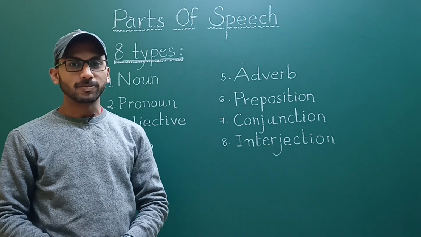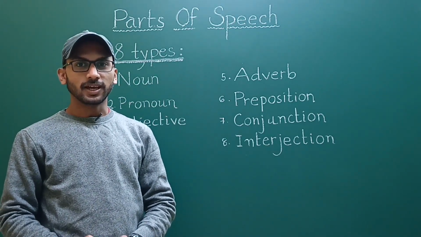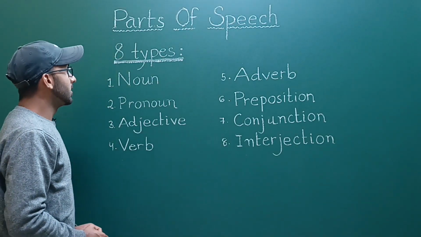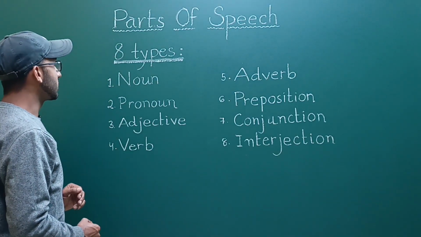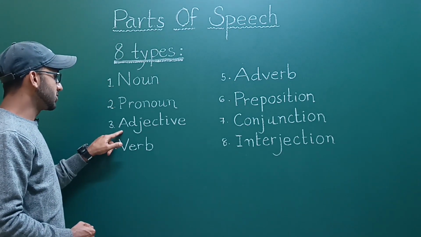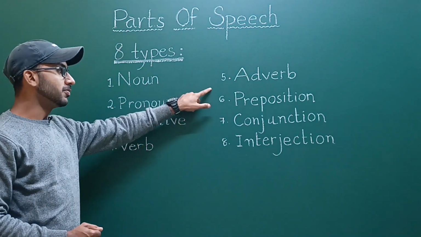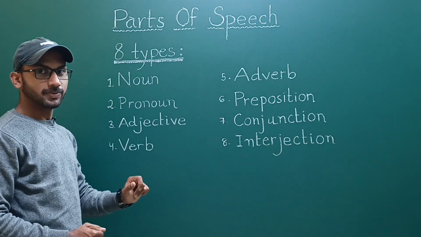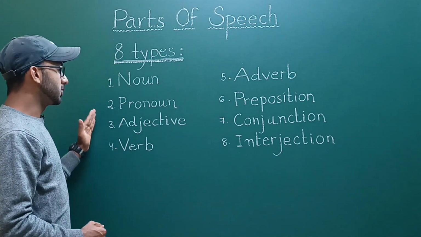Today we are going to learn about the parts of speech and their types and their usage. Let us learn. As you can see here, the parts of speech are of 8 types. They are noun, pronoun, adjective, verb, adverb, preposition, conjunction and interjection. There are 8 parts of speech.